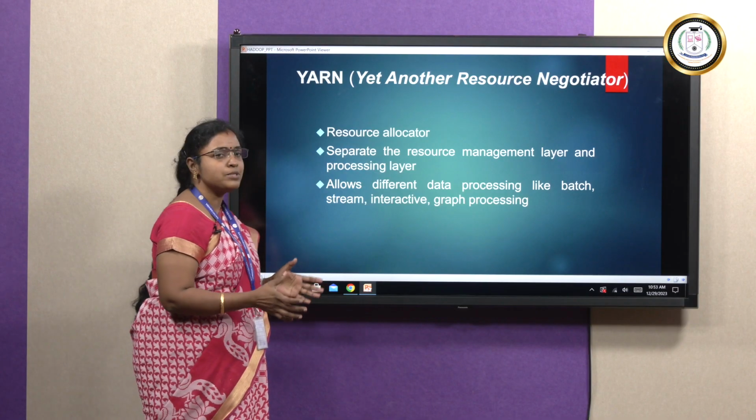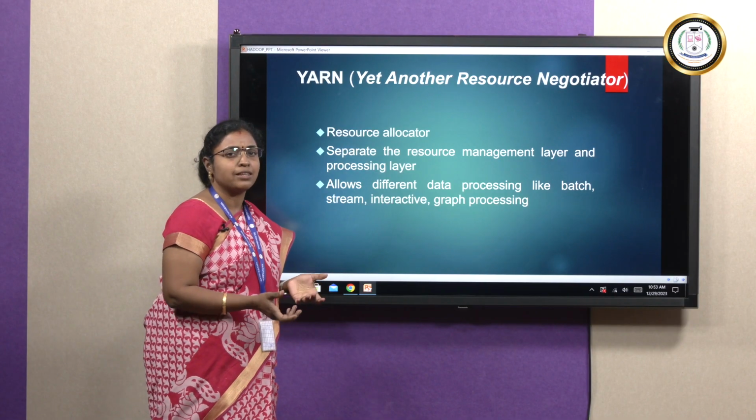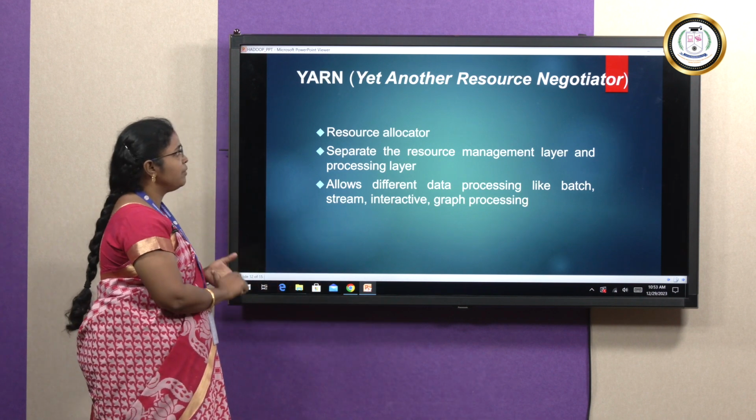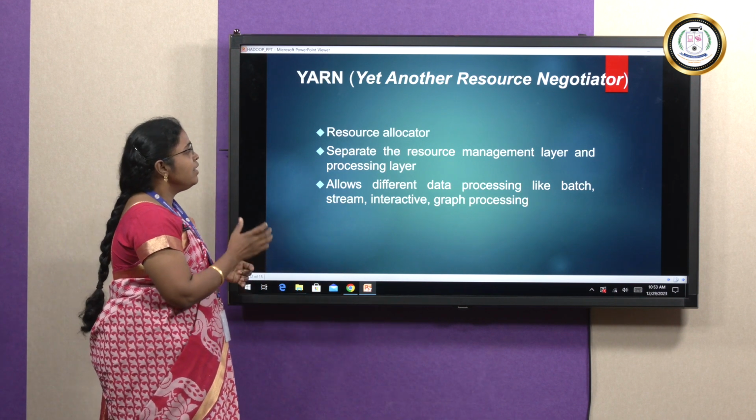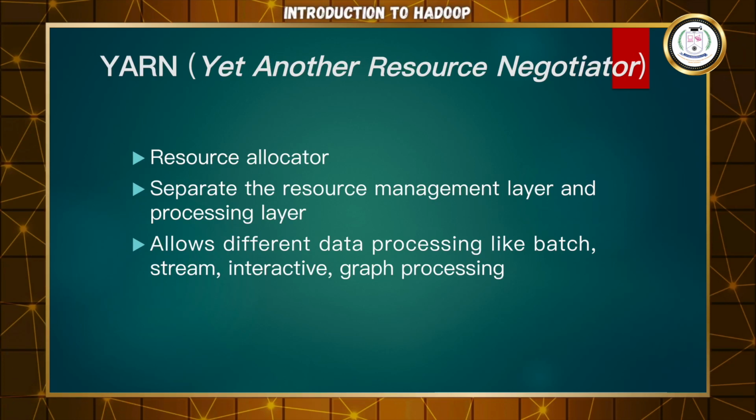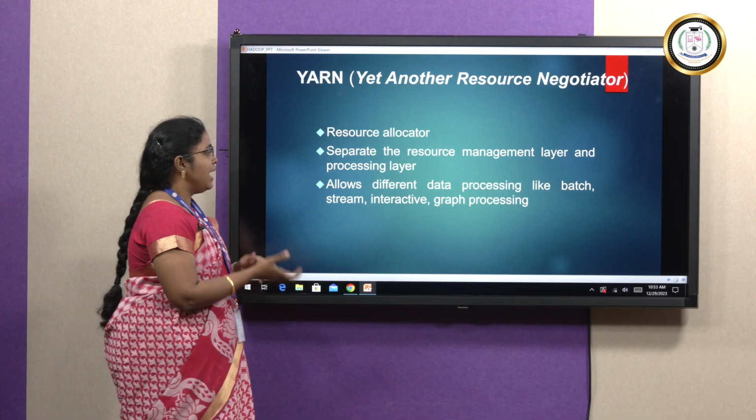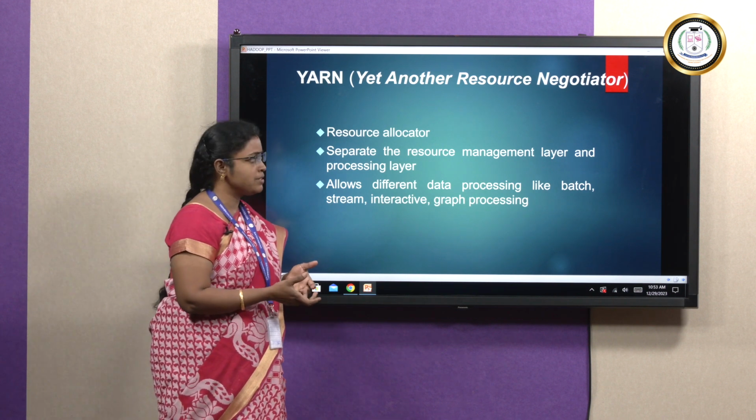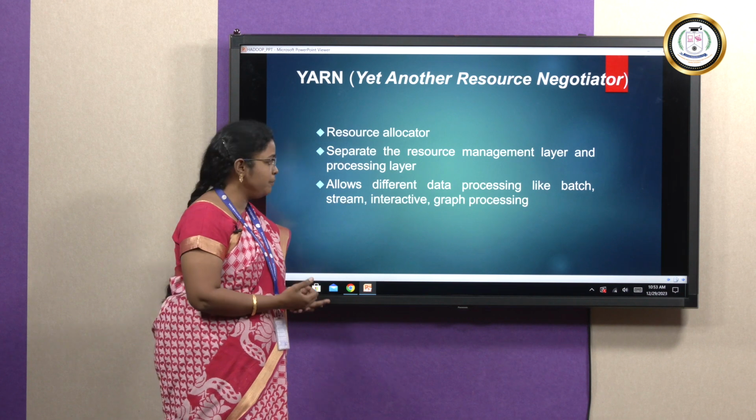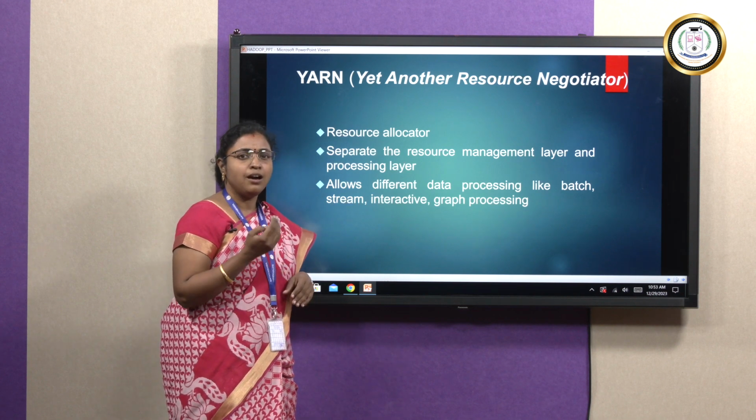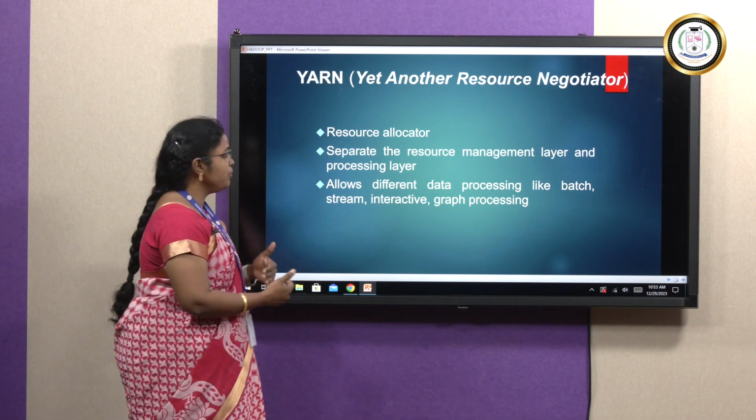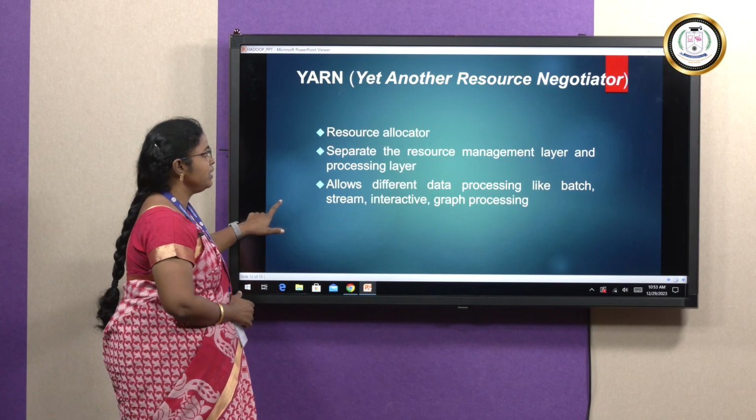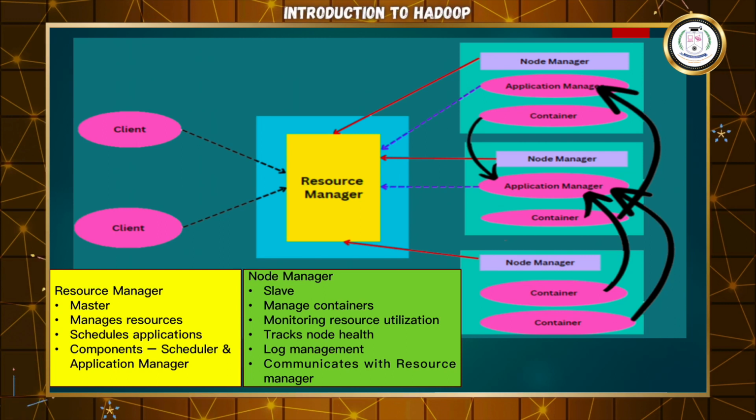So a number of systems are there, a number of applications are there. How are we going to allocate the resources? So the first major work of YARN is to separate the resource management layer and the processing layer, and allow different data processing, like batch processing, stream processing, interactive processing or graph processing. So we are going to support all the different types of data processing. And this is the overall architecture of YARN.